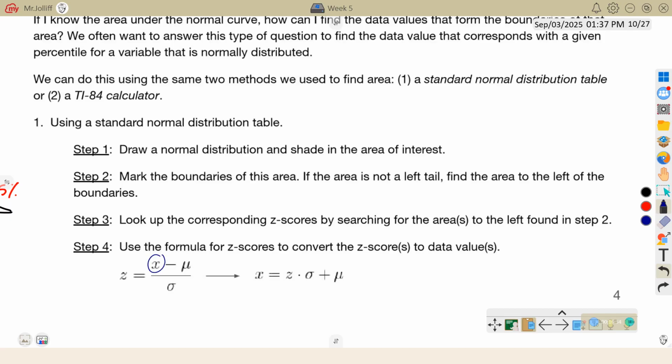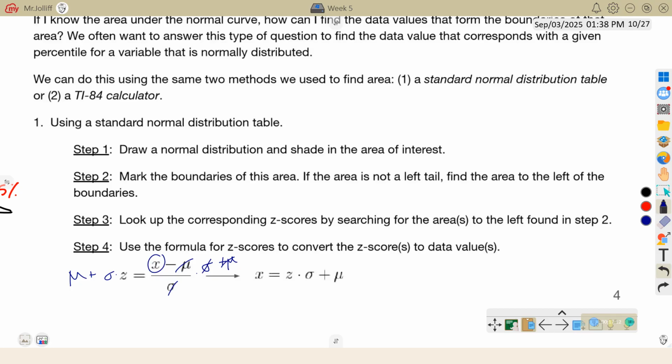That's two steps of algebra. I need to undo the fraction first. How do I undo division? Very good. So we're going to multiply both sides by sigma. That's going to get rid of the fraction problem. Now I have x minus a number. How do I undo that subtraction? Yep, so plus mu. Those cancel. And you will notice what I have here is z times the standard deviation plus the mean.